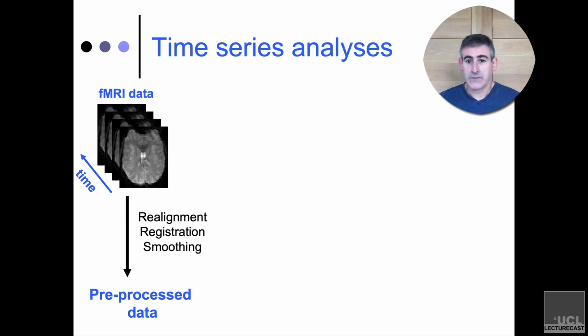And as we've talked about in previous weeks, we go through a series of image preprocessing steps that include realignment, typically registering the data to a standard space kind of template, as well as some form of spatial smoothing. And it's those preprocessed data that are going to form the input to our statistical analysis.